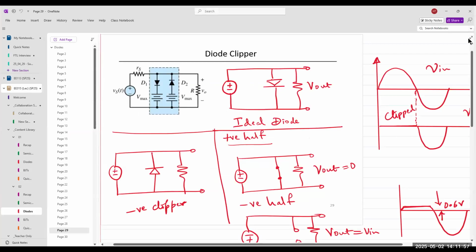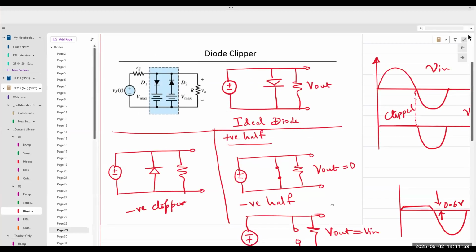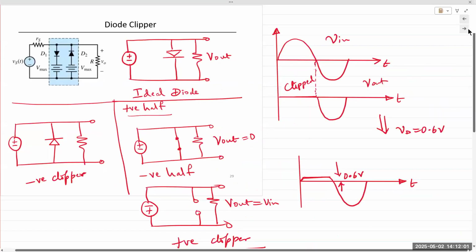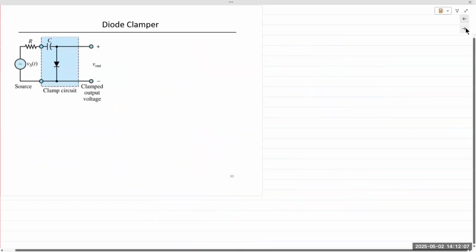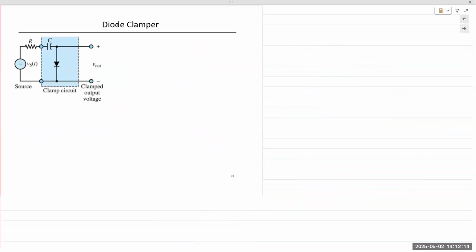We covered clippers, and we're going to go into clampers. Any questions about clippers? Clipper circuits. Okay. All right, diode clamper. It's part of the wave shaping circuits group of diode applications.